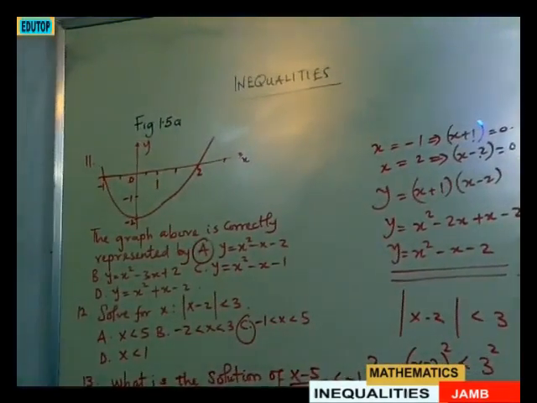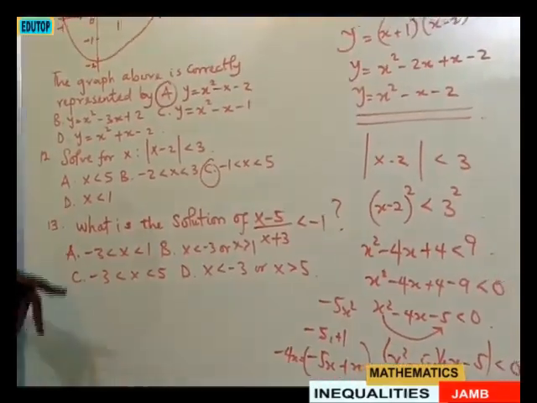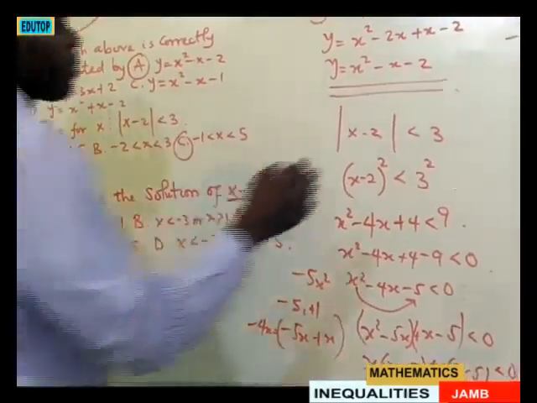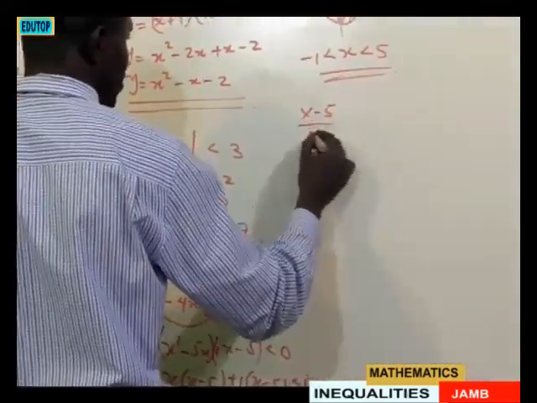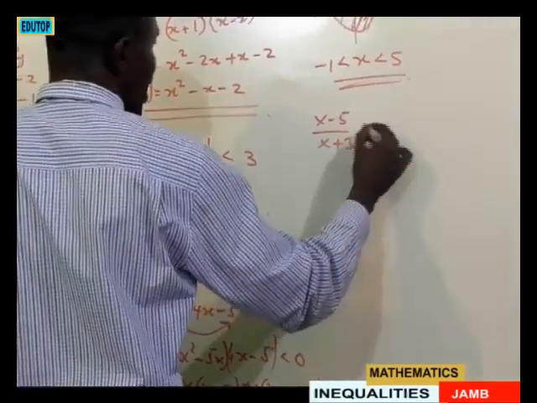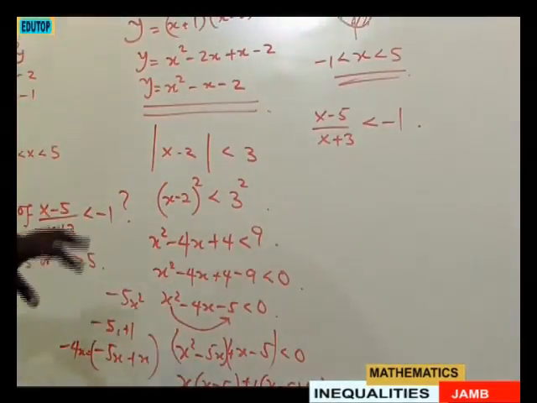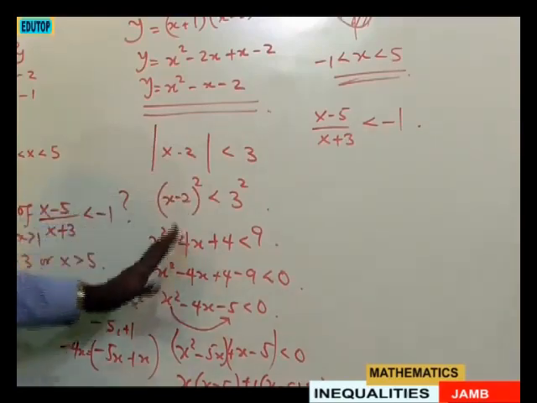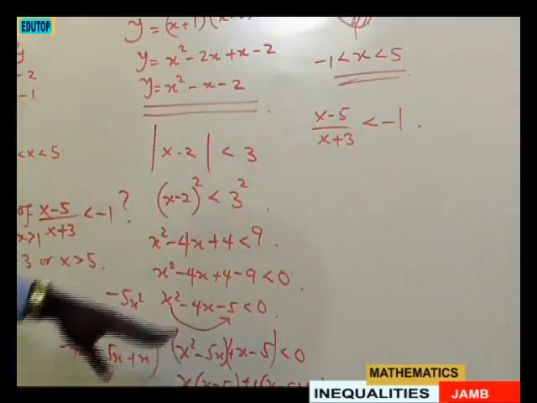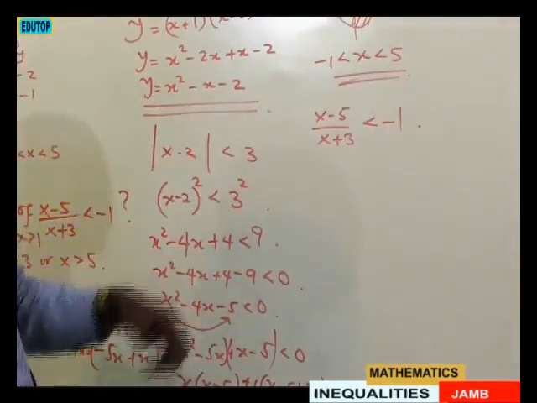Then let's try and look at this last question here, which says, what is the solution of x minus 5 over x plus 3. It is said that if one is not informed, one will be deformed. You can see the way I've succeeded in answering the question that has to do with absolute. I said square it to remove the absolute, then you solve it the way it is solved. If it's this kind, what you need to do is to check your denominator.